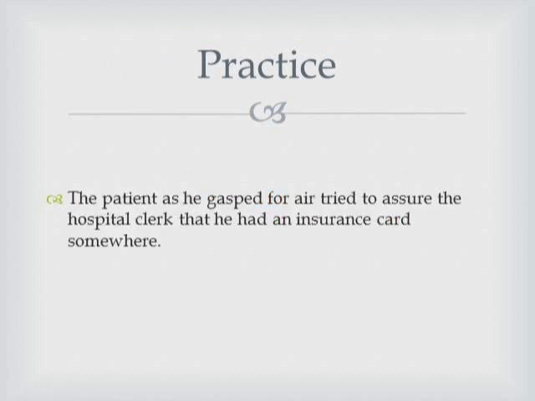Here's another one. The patient, as he gasped for air, tried to assure the hospital clerk that he had an insurance card somewhere. Where, if anywhere, do you need commas? If you said it goes around as he gasped for air, you are correct. Here it is just totally non-essential information. We don't need it. It interrupts the flow of the sentence. It's not identifying the patient. It's just extra information. You set it off by commas.